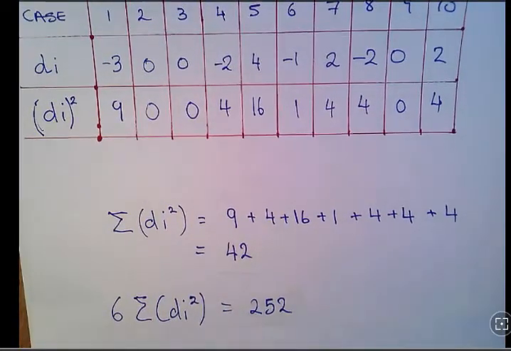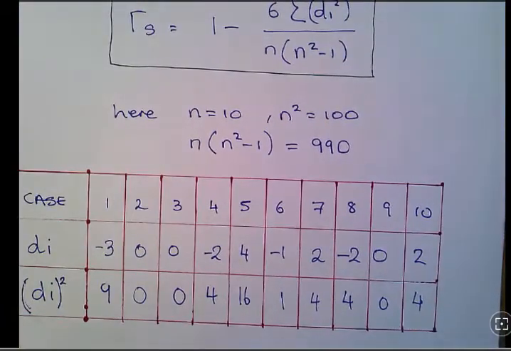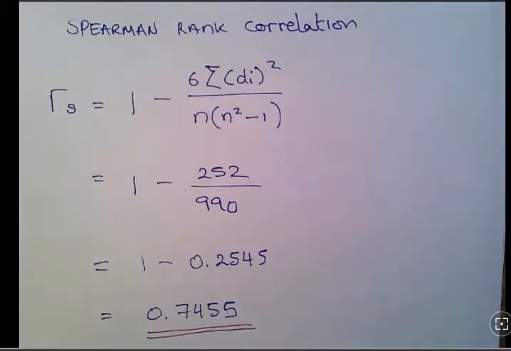Okay, so we're nearly there. Let's bring up the next page. That's the formula again. We've calculated all the relevant components. We just found that it was 252 divided by 990. When you work that out, you should get 0.7455. And that's the answer. That is the Spearman correlation coefficient.